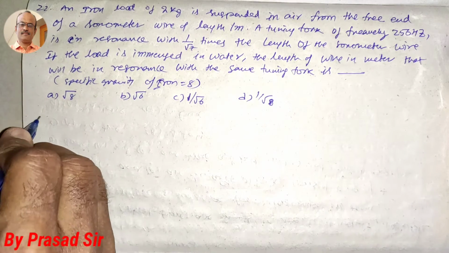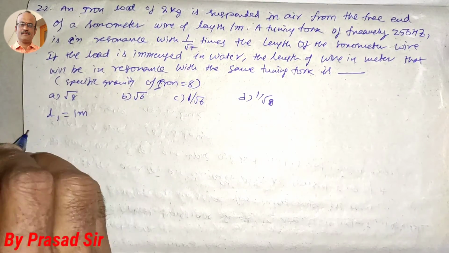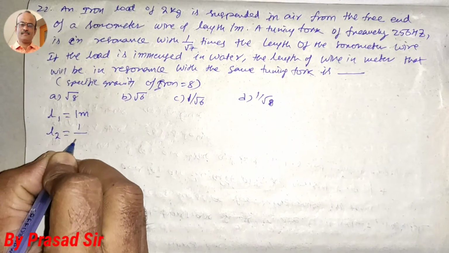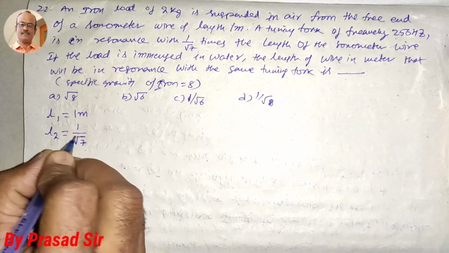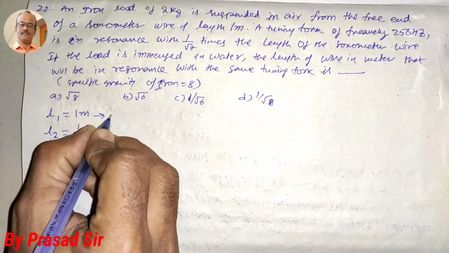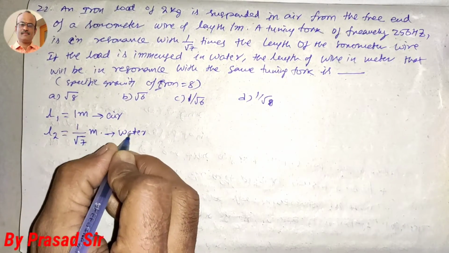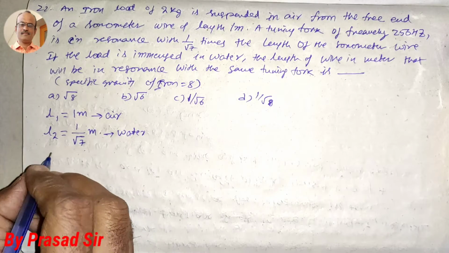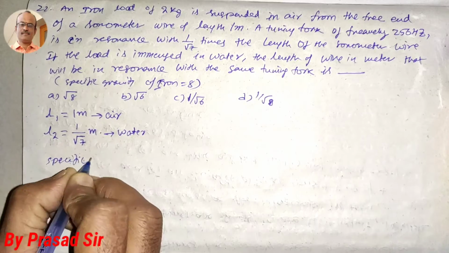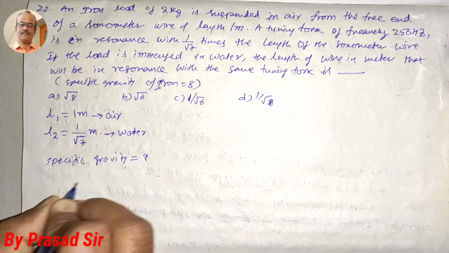So first of all, initially the length of the sonometer wire L1 is equal to 1 meter and L2 is equal to 1 by root 7 meters. Then afterwards, L1 is nothing but the length when the load is present in air, and L2 is when it is present in water. And afterwards, specific gravity is equal to 8.